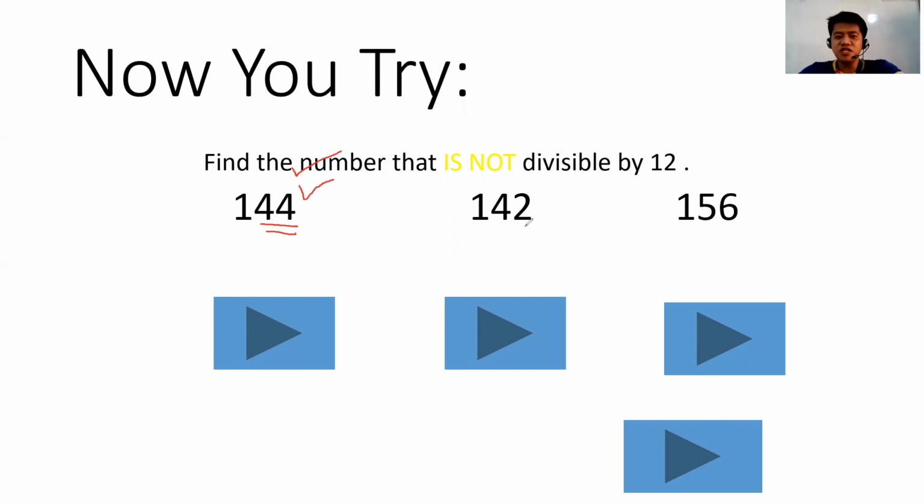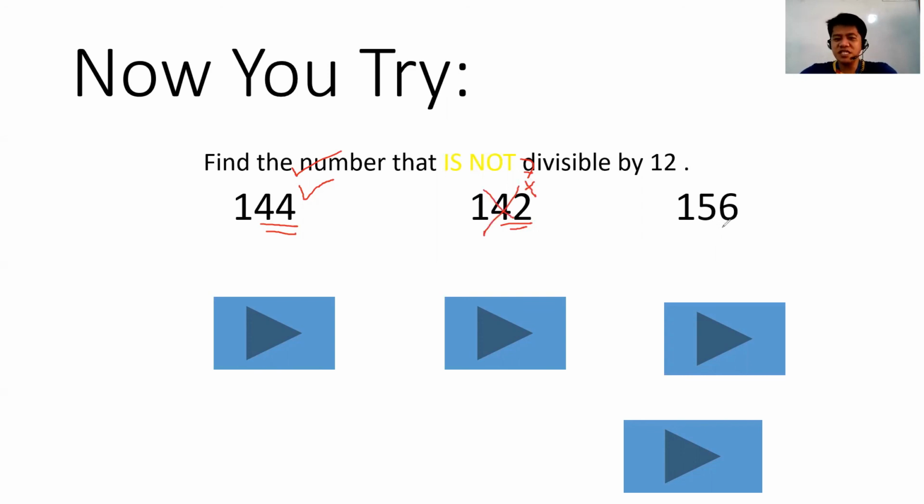Let's proceed to 142. 1 plus 4, 5 plus 2 is equal to 7. And 7 is not divisible by 3. And the last two digits, 42, hindi din siya divisible by 4. So therefore, it is not divisible by 12.